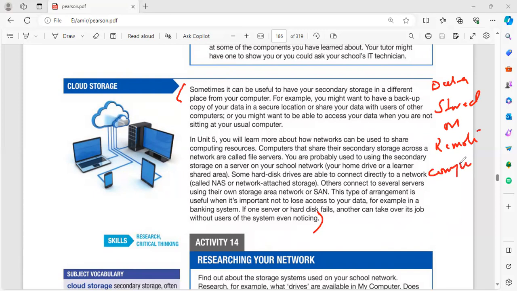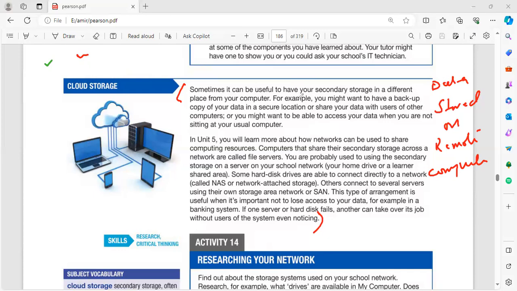Okay? Okay. So wait a second. So data stored on basically remote computer.